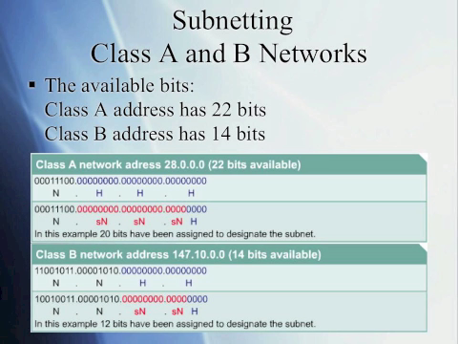So let's do this example here. Class B, so we're going to steal 8, 9, 10, 11, 12 bits. So we're going to turn all these on: 1, 2, 3, 4, 5, 6, 7, 8, 9, 10, 11, 12. So that means this is my new network mask.